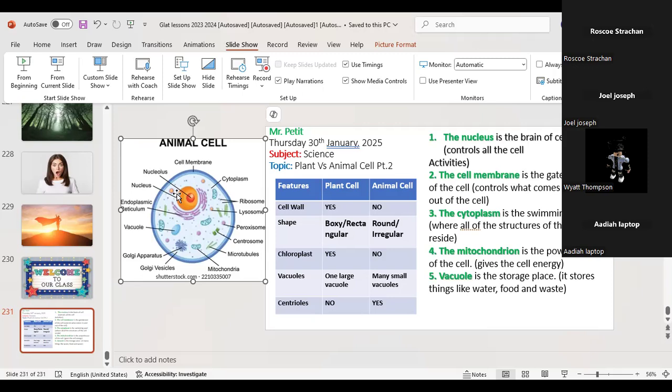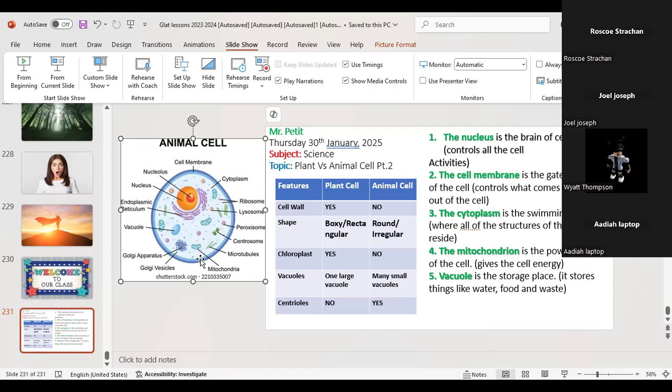The nucleus is the brain of the cell. This is the brain of the cell right here. This is the nucleus. The cell membrane is going to be the what? The outer, right? That's the outer wall section. That's not the cell wall. Don't confuse me. Just like the gatekeeper. Yeah, there we go, the gatekeeper.